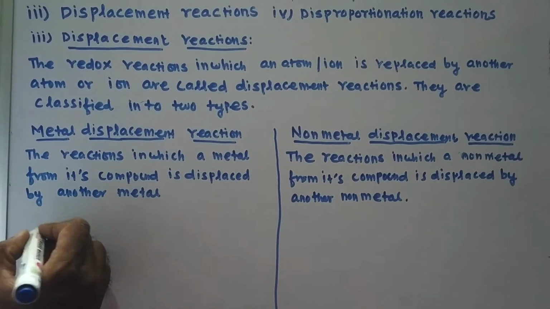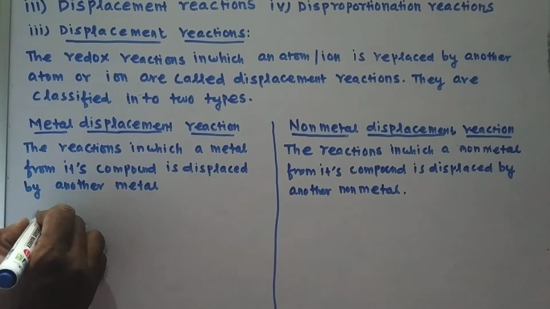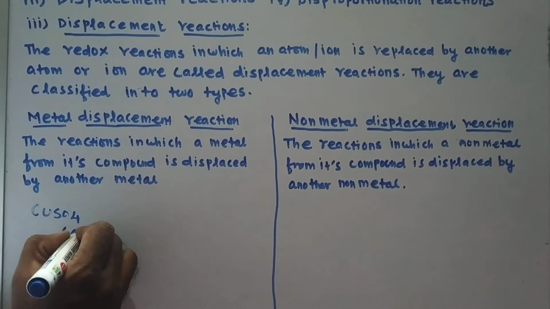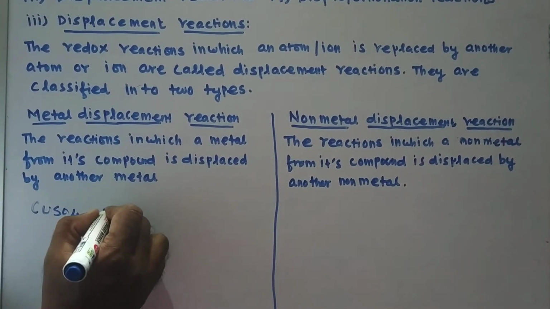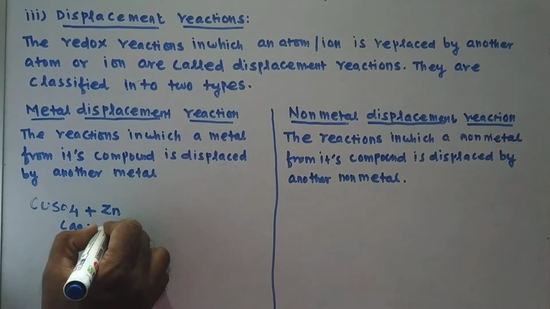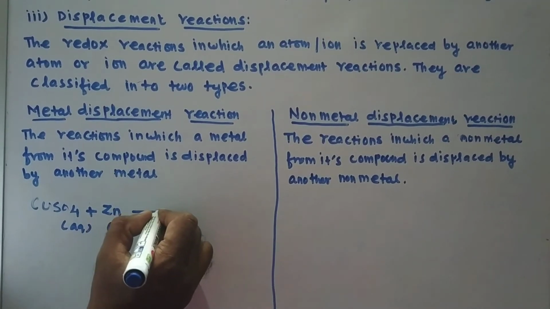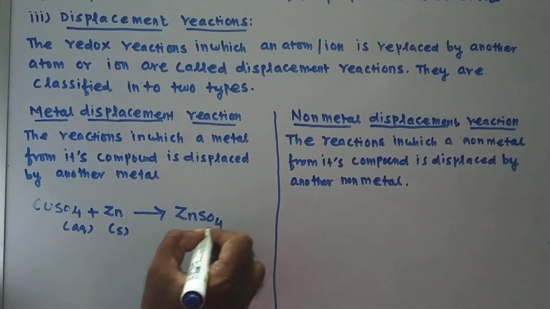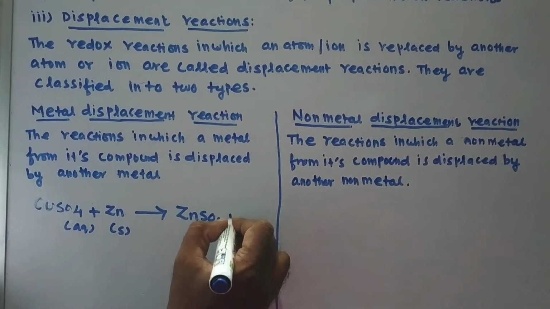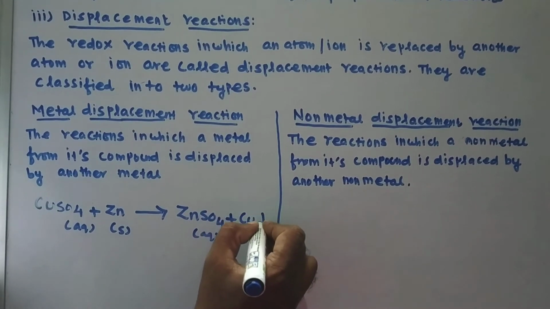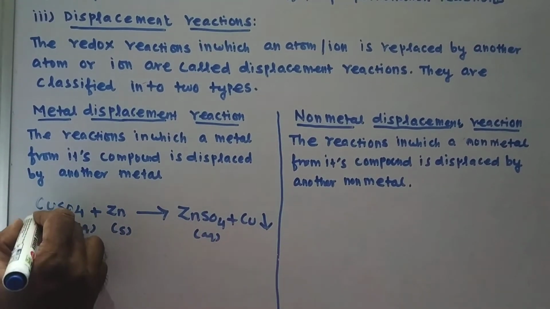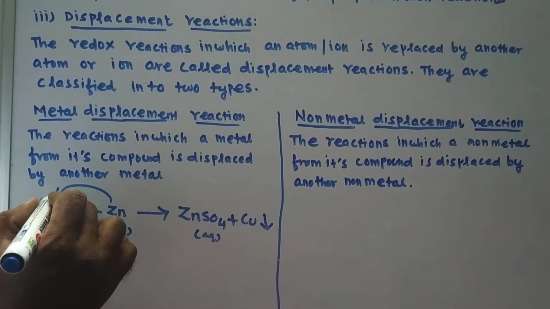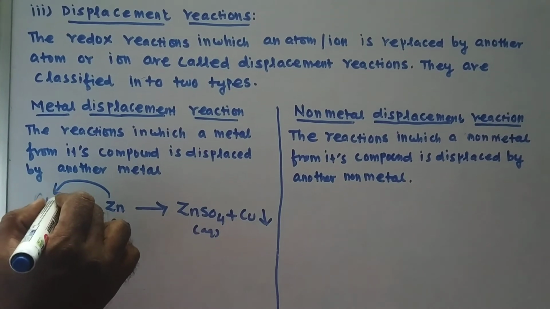The well-known reaction is in copper sulfate solution. If you add a piece of zinc metal, then after some time it becomes zinc sulfate, aqueous, and copper is replaced by the zinc. Here copper is replaced by the zinc metal from its compound, therefore it is an example of a metal displacement reaction.